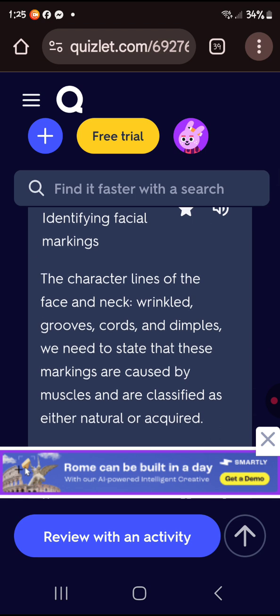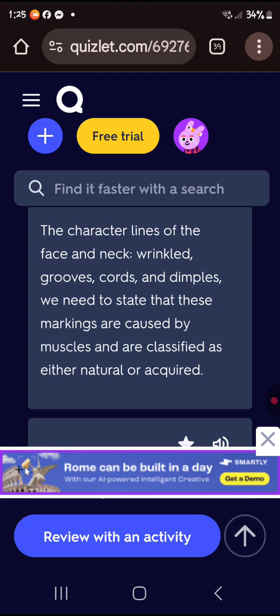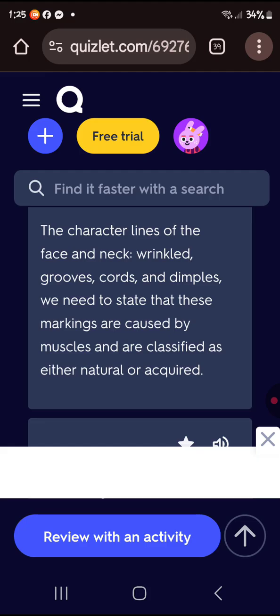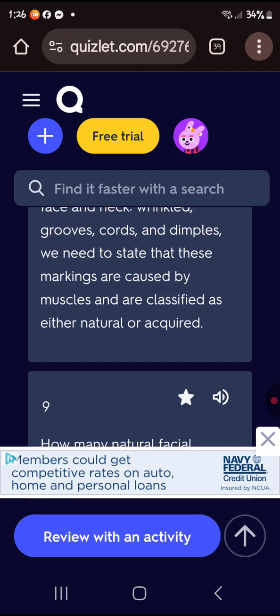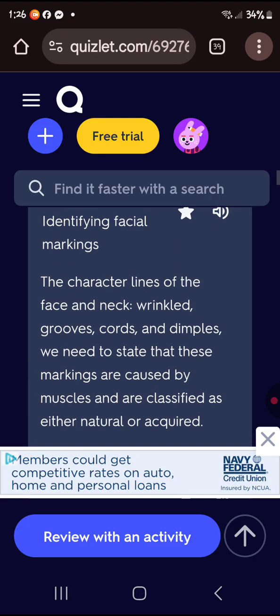Identifying facial markings: the character lines of the face and neck, wrinkled grooves, cords, and dimples. We need to state that these markings are caused by muscles and are classified as either natural or acquired.